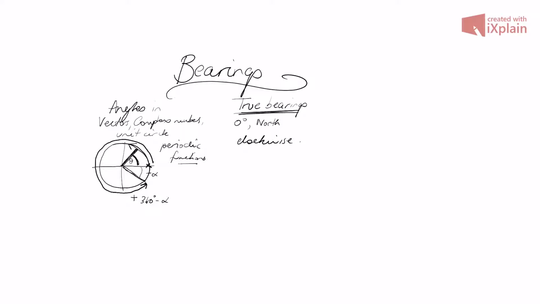Okay, so if we have a bit of a circle here, up the top is north, that's 0 degrees. Out to the east is 90 degrees true. Down in the south here is 180 degrees true. And over in the west is 270 degrees true.